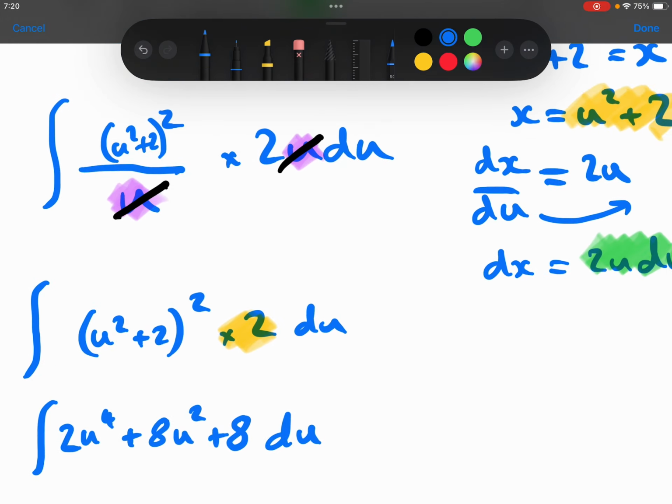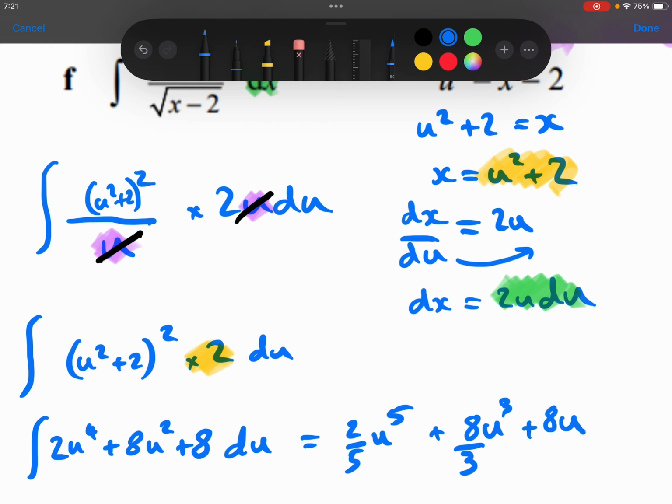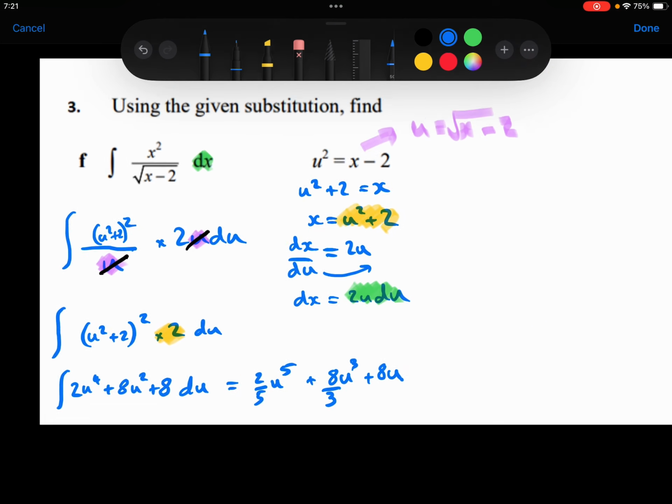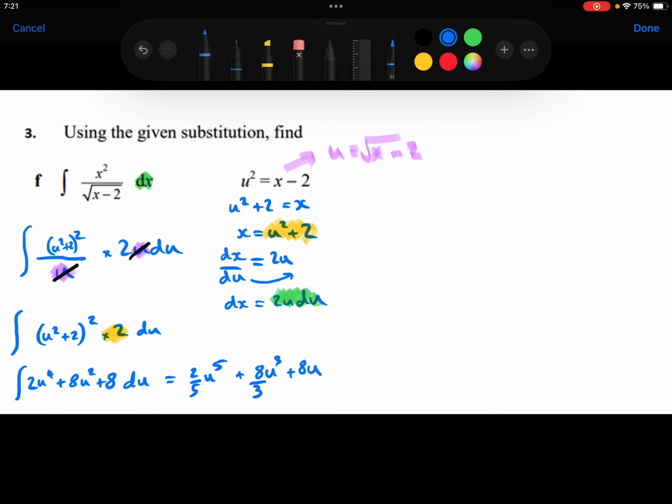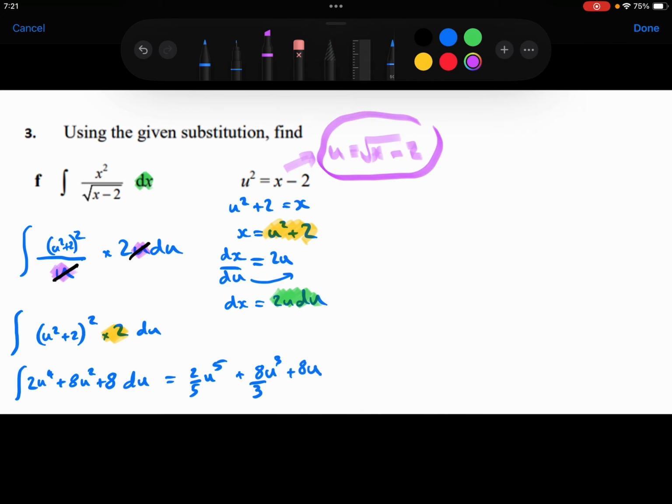Each of these terms will integrate reasonably nicely now, so we're going to add 1 to the power and divide by the new power. Add 1 to the power, and divide by the new power, and the 8 will integrate to be 8u. And now we just need to make sure we go back into the x world. We've already said that u is equal to the square root of x minus 2, so I can swap this to be the square root of x minus 2, and this and this.